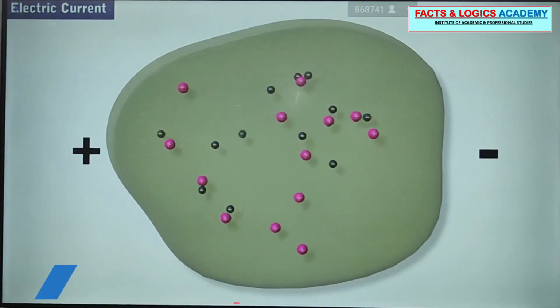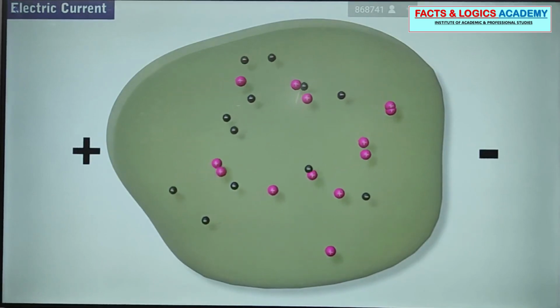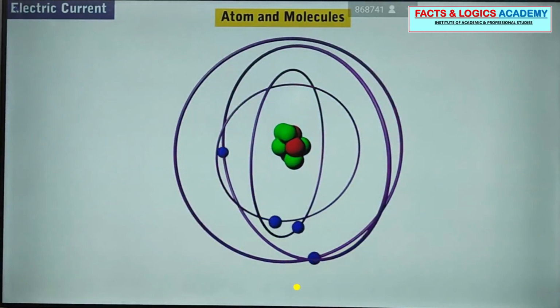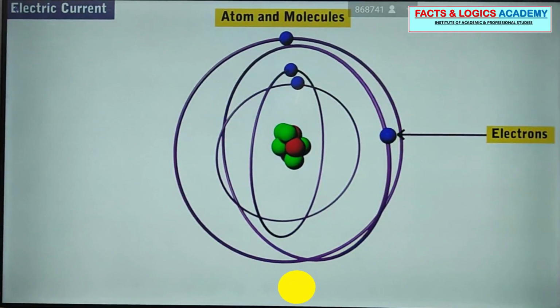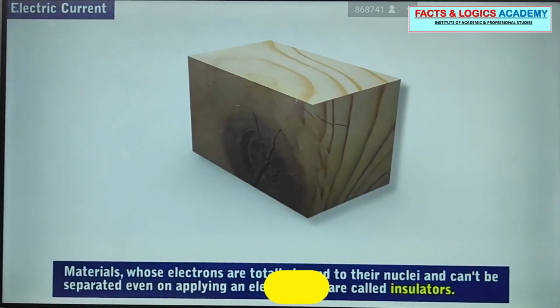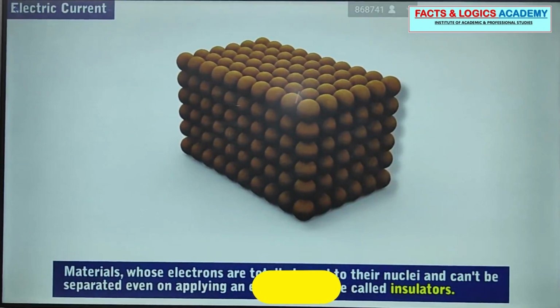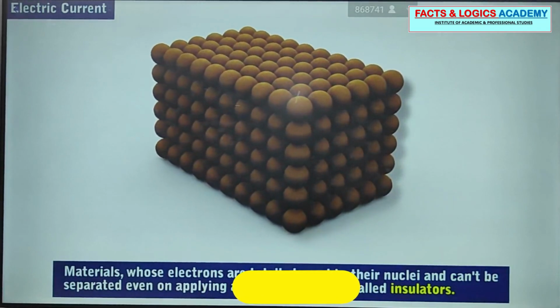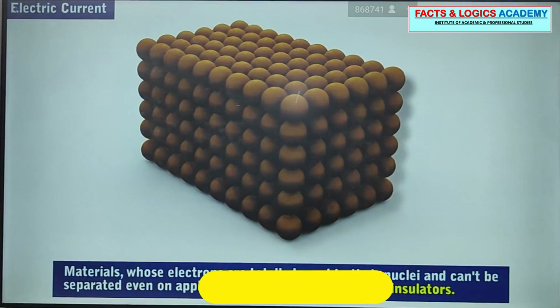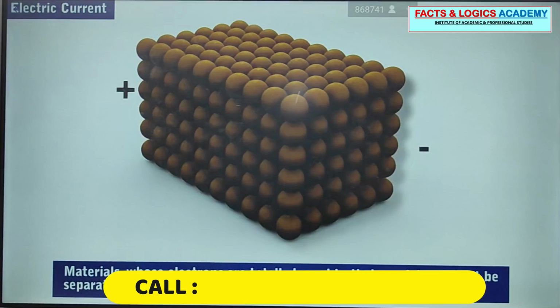Now the question arises, what are these moving charged particles that constitute an electric current? In individual atoms and molecules, the negatively charged electrons and positively charged nuclei are bound to each other and therefore are not free to move independently. Bulk matter is made up of a very large number of atoms and molecules, which are so closely packed that the electrons are no longer attached to individual nuclei. There are some materials whose electrons are totally bound to their nuclei and can't be separated even on applying an electric field. These materials are called non-conductors or insulators.